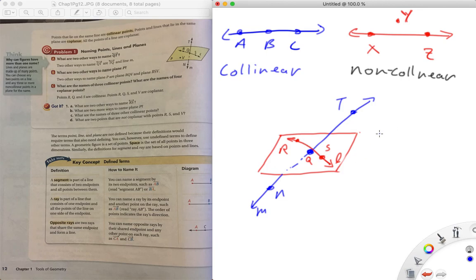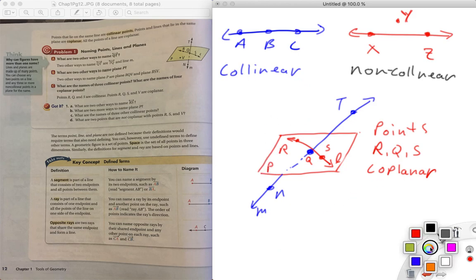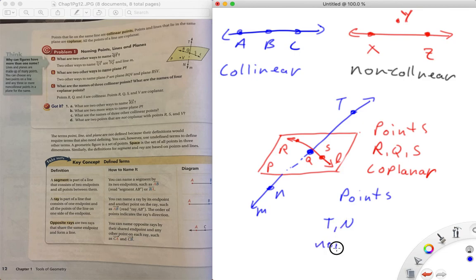points R, Q, and S are coplanar. Why? Because all of those points are in plane P. While points T and N are non-coplanar.